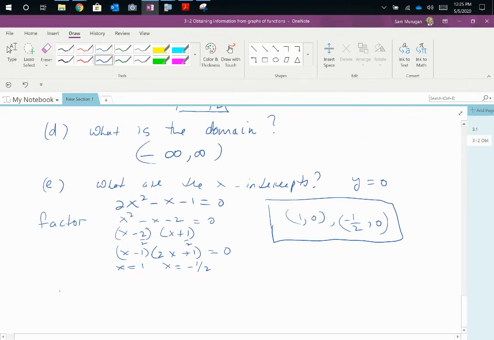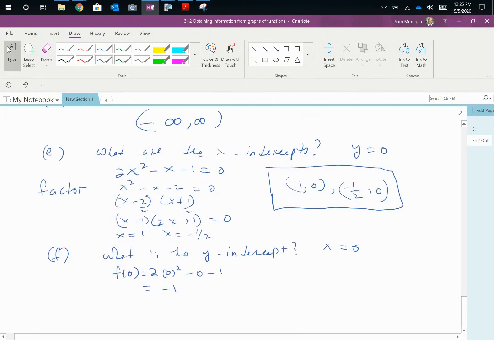And finally, the y-intercepts. For this, x is equal to 0. So f of 0 is equal to 2 times 0 squared minus 0 minus 1. In other words, the constant term. This occurs at 0 and negative 1.